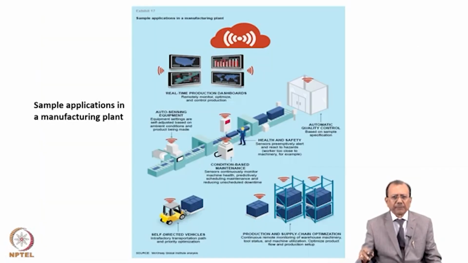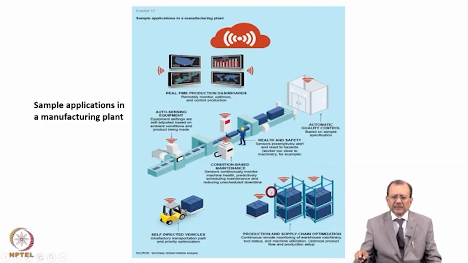Now I have a few examples which I feel will help further understand this whole concept of IoT devices, how IoT devices are connected to the field equipment, and then how they transmit data on a real-time basis. This is a picture of a manufacturing plant. On one side we have a real-time production dashboard. On one side we have data from the warehouse, production and supply chain optimization. This data we have from equipment.